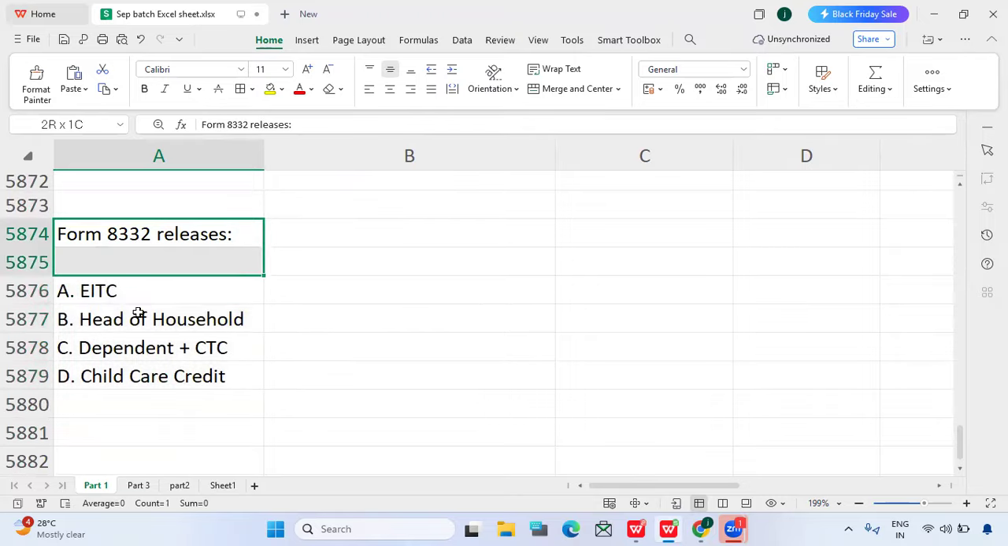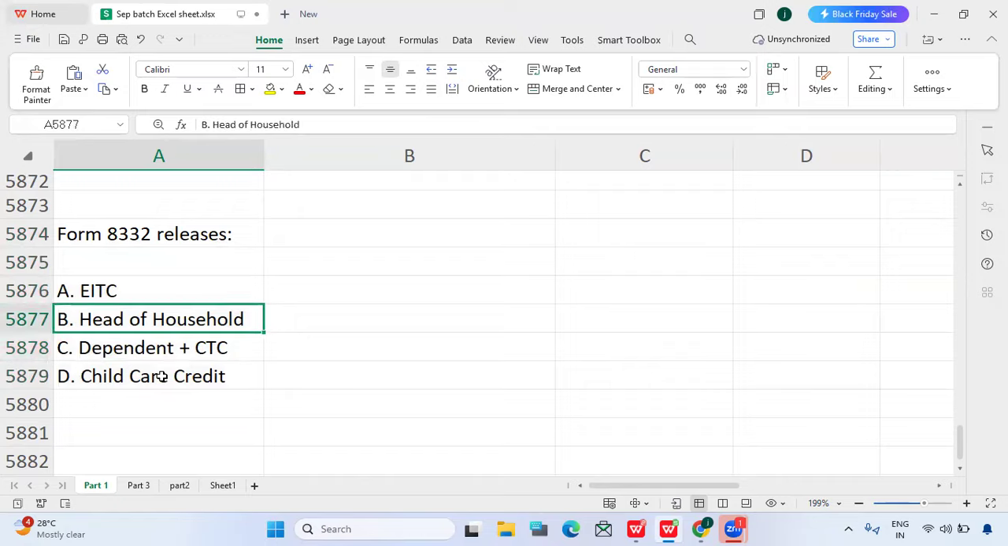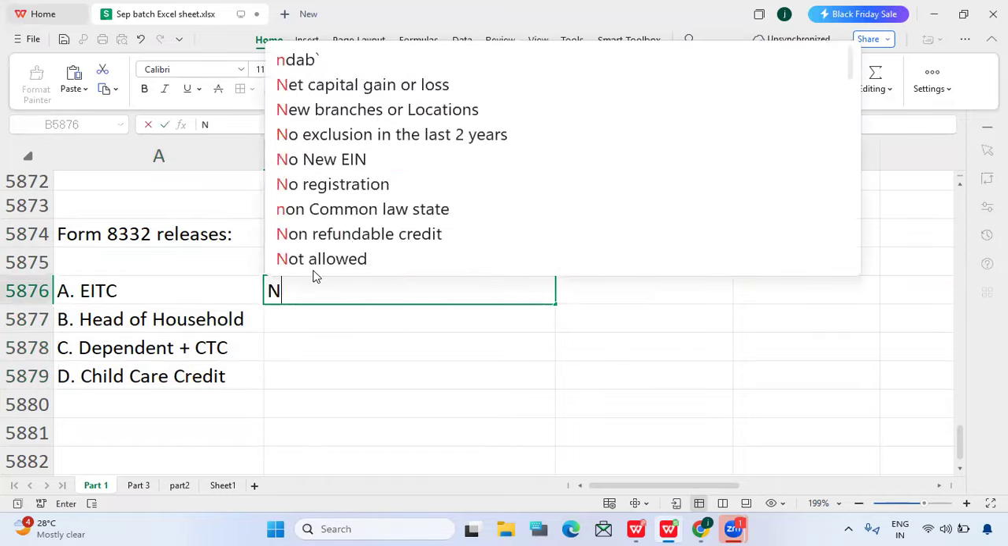Anyone try to recollect what exactly Form 8332 releases. If they have 8332, what can they claim? Option C, dependent plus CTC. EITC, no. Head of household, no. It's the dependent and child tax credit only. Child care credit, no, this is no.